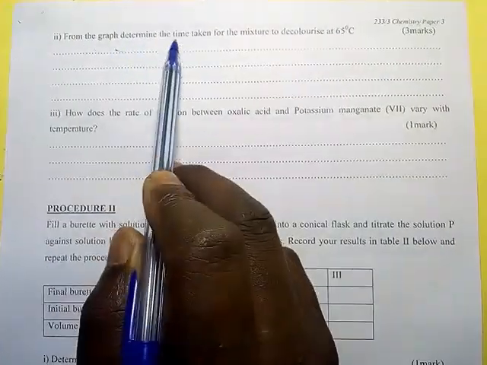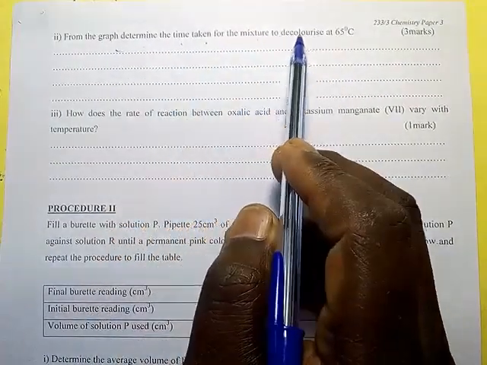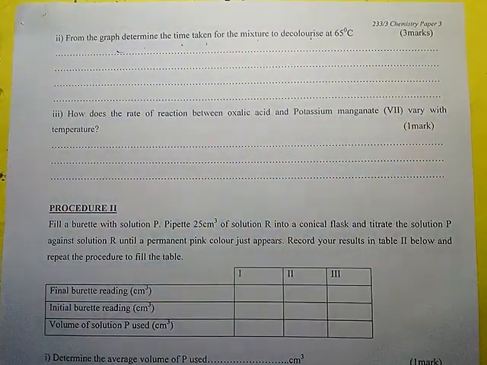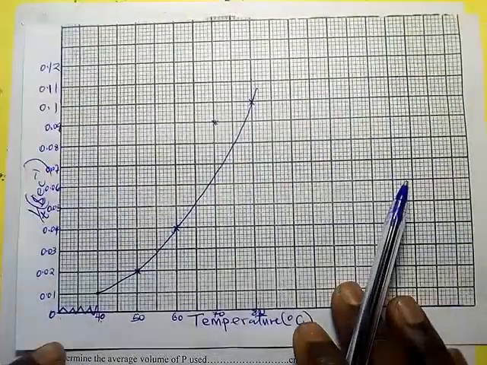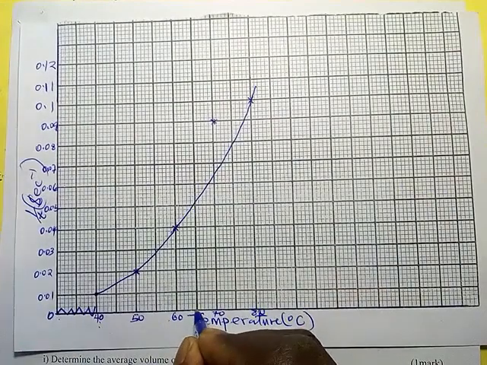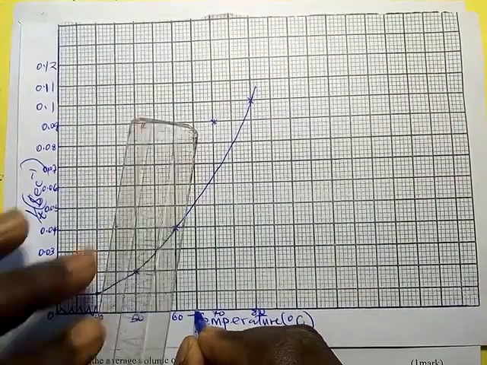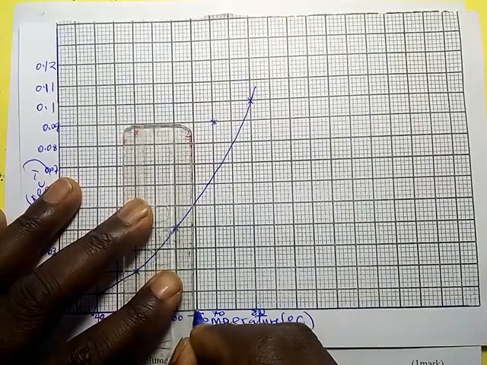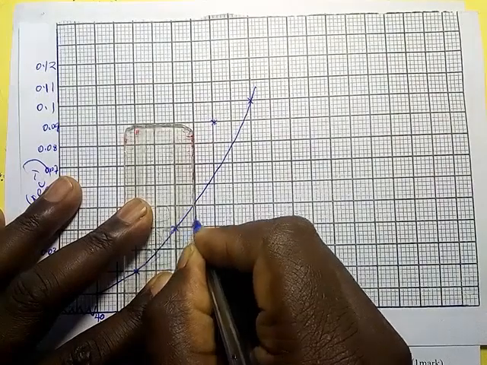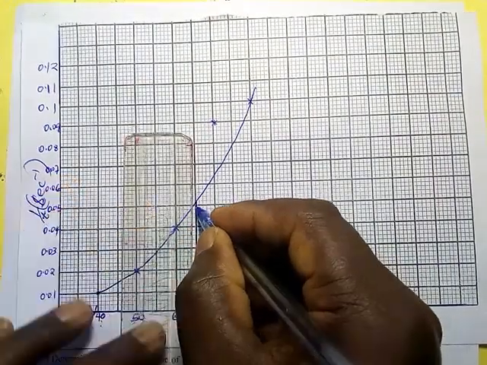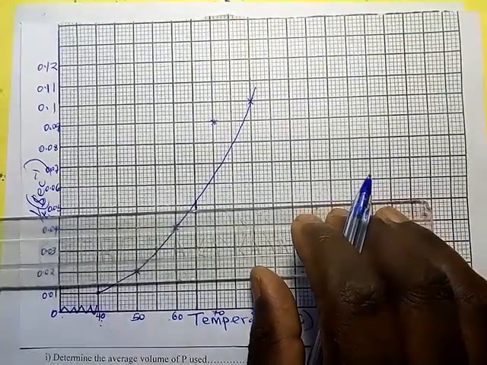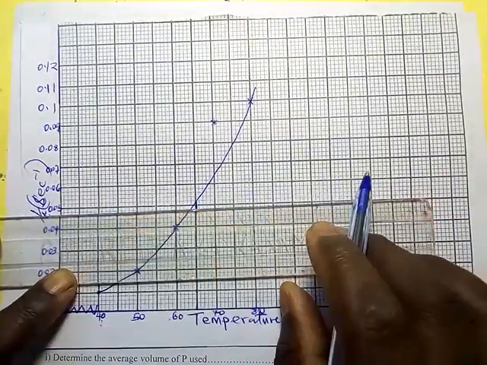From the graph, determine the time taken for the mixture to decolorize at 65 degrees Celsius. So you take your graph and then you 40, 50, 60, so 65 is here. Take a ruler, draw a dotted line to the curve. Where the dotted line meets the curve, go across to the y-axis.